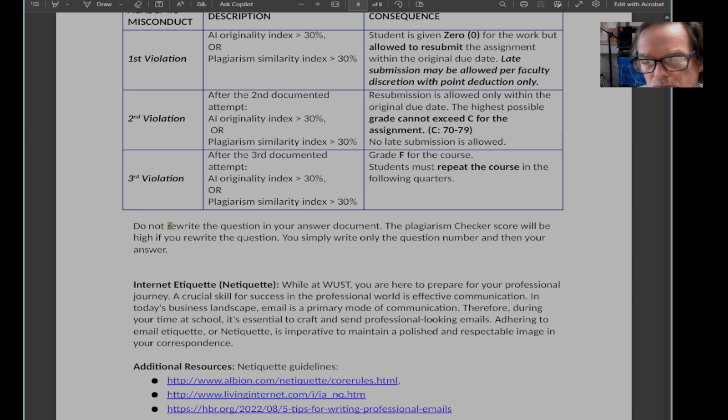Now there's a note here that says don't rewrite the question in your answer document. The plagiarism checker will score you high. I know this, and I know to look for it. Sometimes I'll tell you I want you to write the question, because one of the big mistakes students make is they don't answer the questions. You know, there's 10 questions on a test and they only answer 9 of them. Where if you write the question out, maybe you're going to pay a little more attention and answer all the questions. But for most of the work, I don't want to see the questions. It's only on like the exams when you're going to want to put the questions in there.